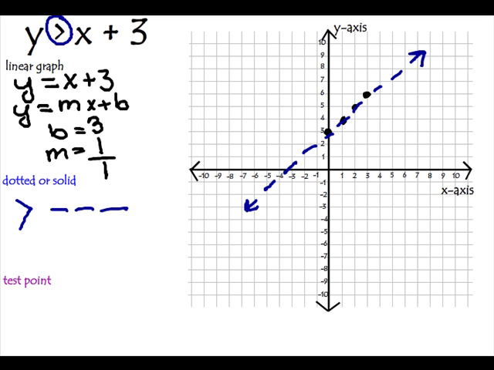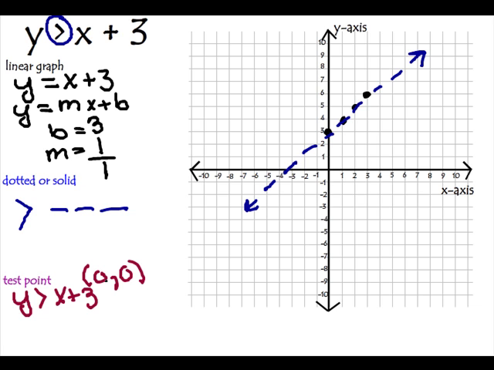Finally, our last decision is a test point. We need to decide if we're going to shade above the line or if we're going to shade below the line. Now, I always like to use 0, 0 as a test point. The only time I can't use 0, 0 is if it's actually on the line, but in this case it's not. So I'm going to rewrite my inequality, y is greater than x plus 3.